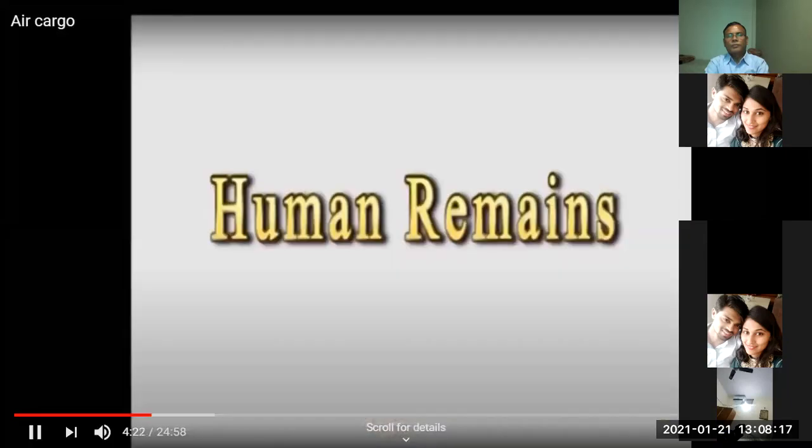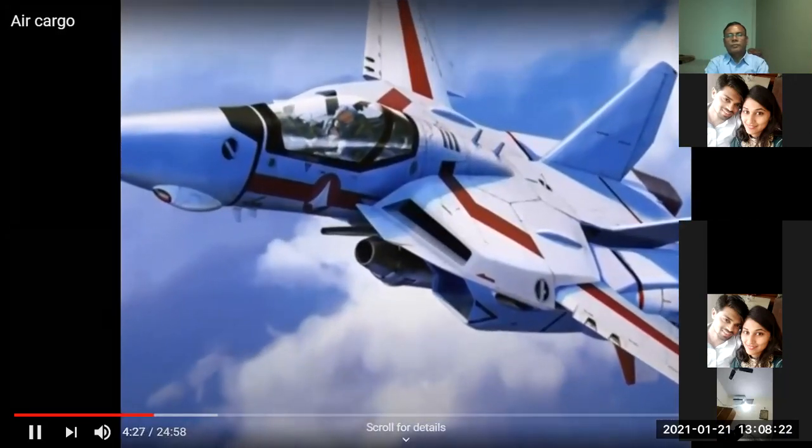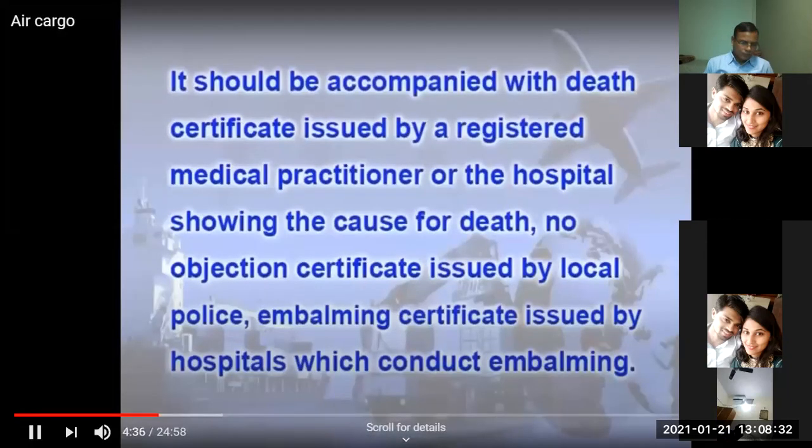Next is human remains. It is always carried in a coffin in the cargo hold of the aircraft. The following certificates are mandatory for carrying the dead body. It should be accompanied by a death certificate issued by a registered medical practitioner or the hospital showing the cause of death, a no objection certificate issued by the local police, and an embalming certificate issued by hospitals which conduct embalming. Embalming is a process wherein the dead body can be kept for longer hours without getting decayed.